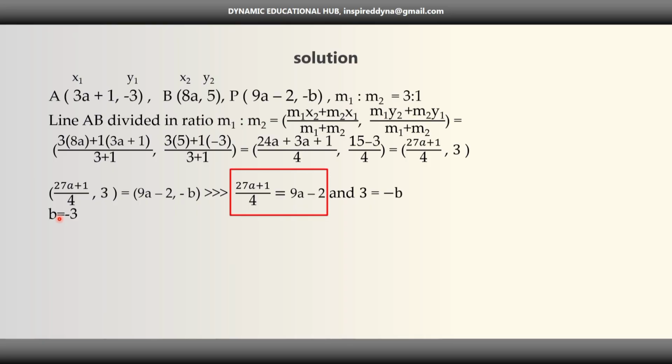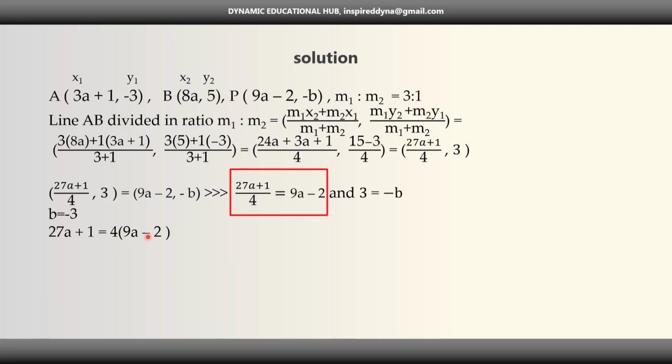Now let's go ahead and solve this equation to get a. To solve this equation to get a, you multiply both sides by 4 to get rid of this 4 as the denominator, or you turn this to a fraction. This one will become over 1 and you cross multiply. It's still the same thing. Doing that, you are going to get 27a plus 1 is equal to 4 multiplied by 9a minus 2. Either way, multiplying this one by 4, it will remain 27a plus 1. Multiplying this one by 4, you have this, or you have this one divided by 1, cross multiply, you still have this.